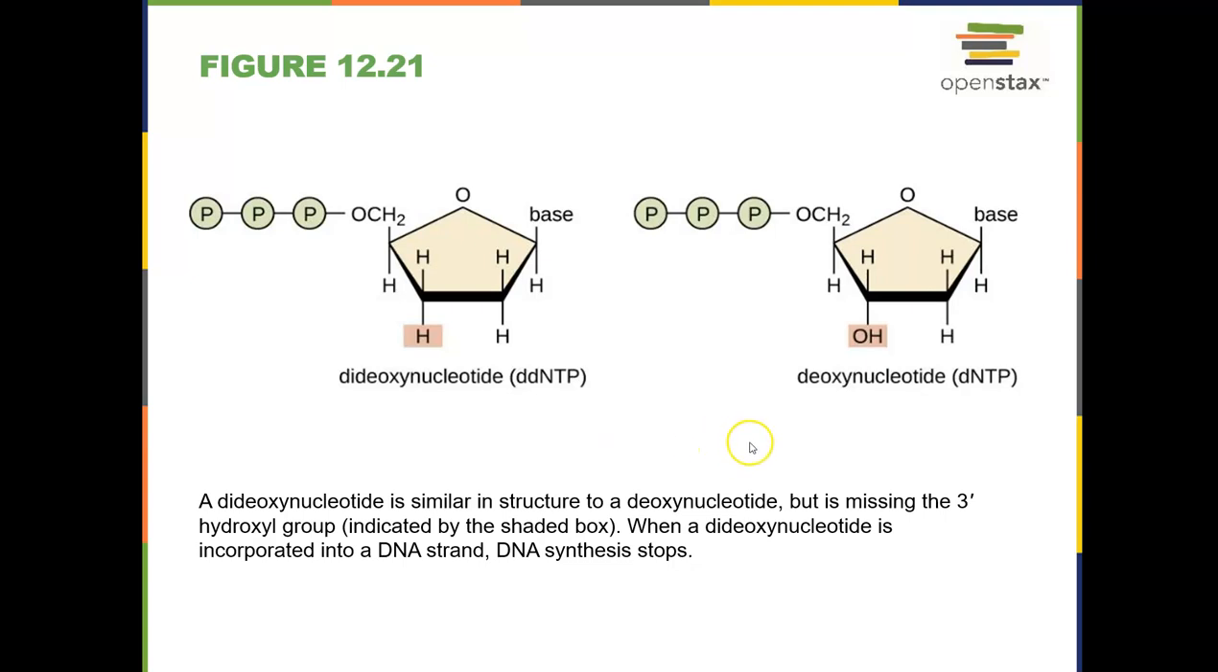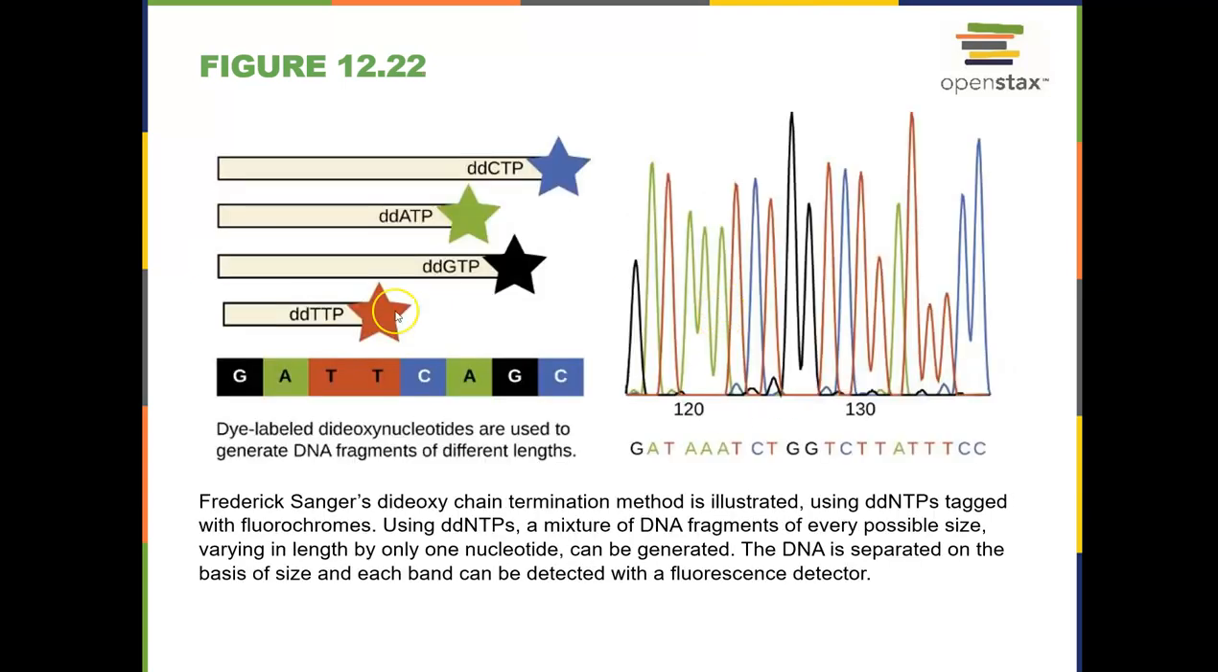These are used to go into the DNA strand as a marker, and so you can actually stop DNA synthesis here. So these can be like an imposter, kind of. You label them, so you've got different labels on them, and then you can look at this graph, and it'll show you where those are incorporated.